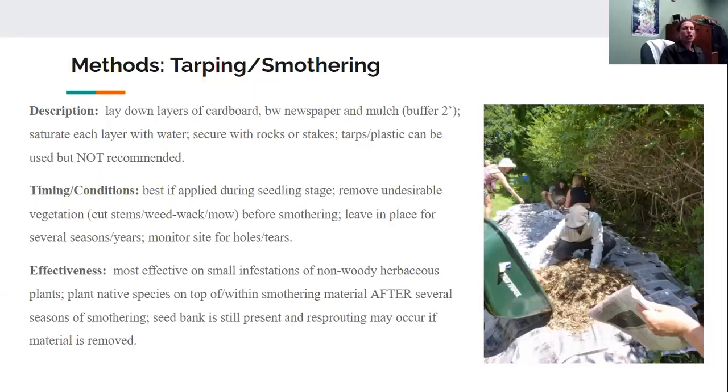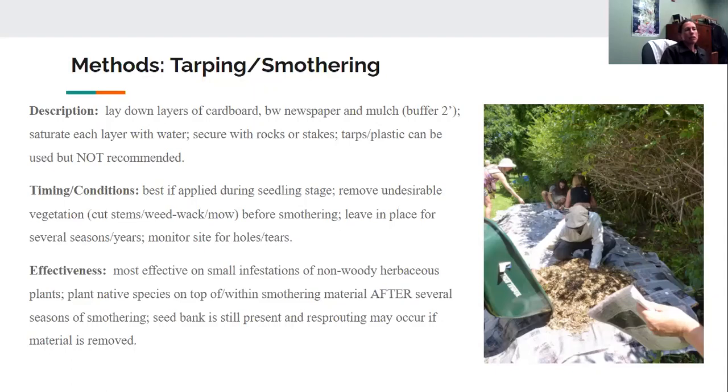If you wish to minimize the amount of time that you're trying to apply this method, I would suggest applying it during the seedling stage. Otherwise, you're going to have to remove all undesirable vegetation. You're going to cut the stems back, weed whack or mow, and then put your smothering material down. And you're going to leave it in place for several seasons. I've read 6 months, but I would consider a few years just to make sure that you're smothering the plant. But maybe not a few years, at least a year. And then you're going to want to monitor the site for any holes or tears.